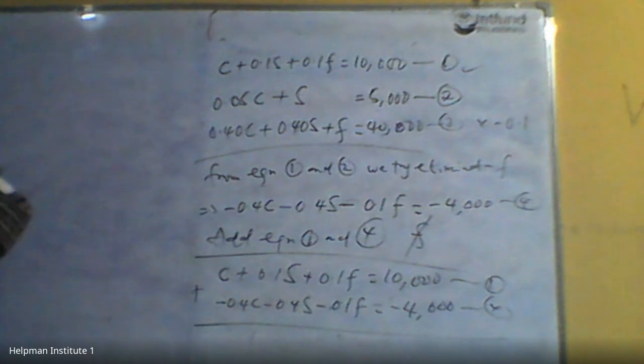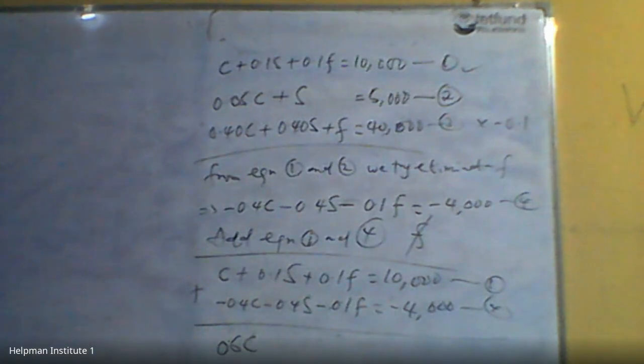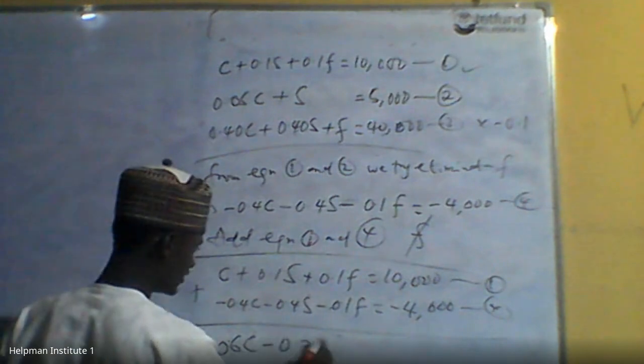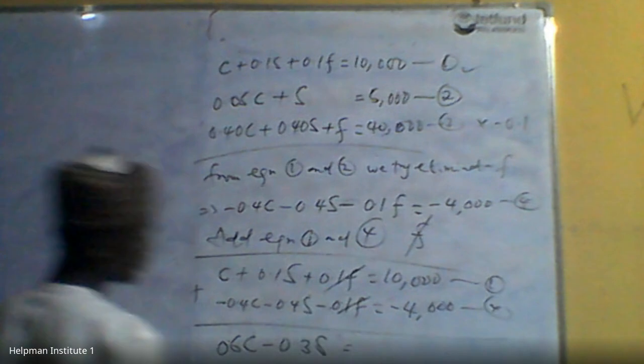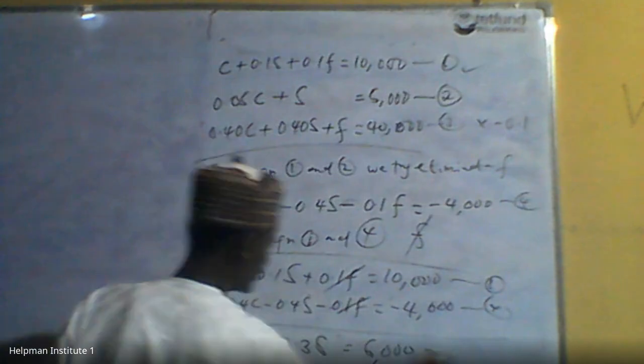What do we have? The first one, 1c minus 0.4c will give us 0.6c. Then 0.1s minus 0.4s, we have minus 0.3s. The f's cancel, and this equals 10,000 minus 4,000, which is 6,000. We have 6,000.